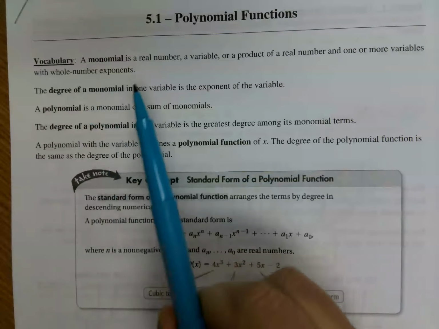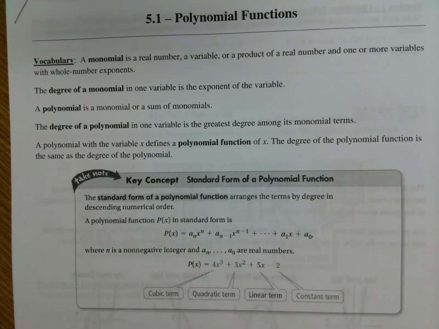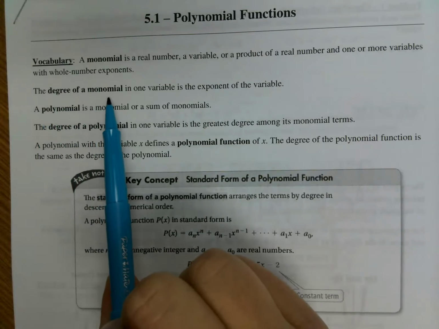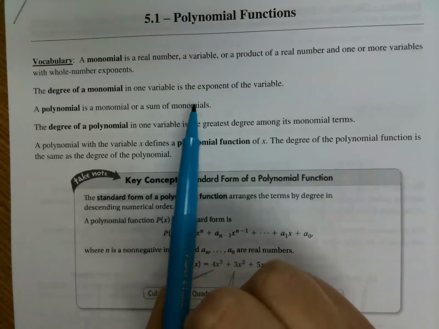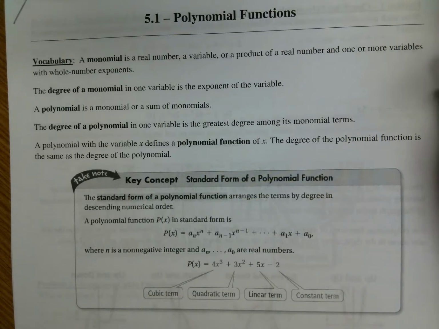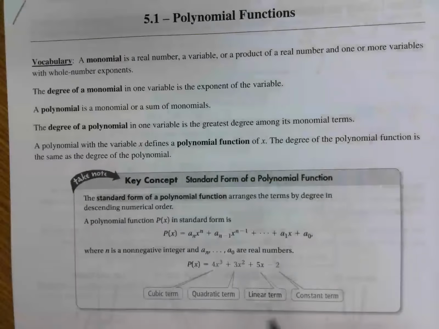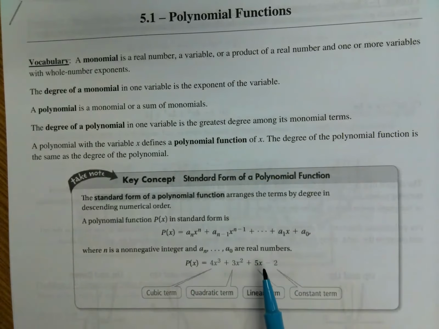So, a monomial is a real number, a variable, or a product, and it's just one constant by itself. If it's just one term by itself, the degree of a monomial is the exponent of the variable. So, we'll get into the degree. The polynomial itself is when we are adding a whole bunch of stuff together. This right here is a polynomial.